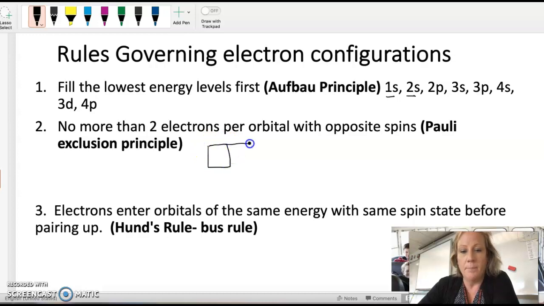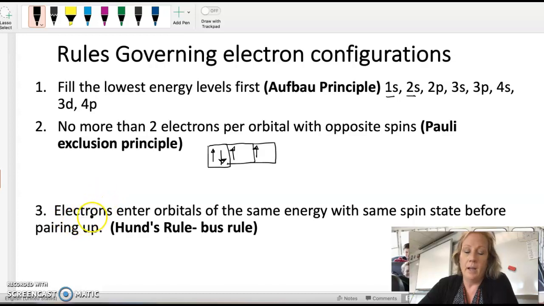So let's look at a p. Remember p has 3 dumbbells in the x, y, and z, so we would have 3 orbitals. And the electrons are going to go, if there are enough and there are 2 in an orbital, they're going to spin oppositely, which means they do not have identical 4 quantum numbers.